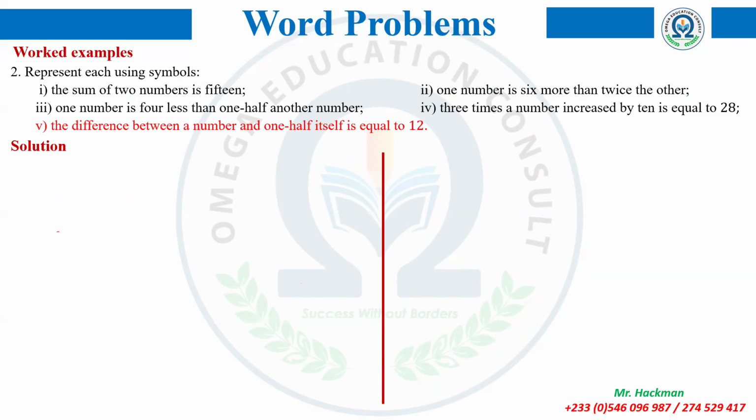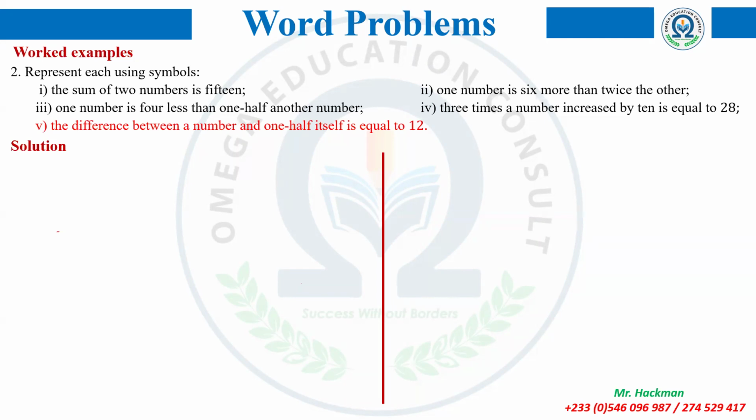Okay, so what do we have? We have here: represent each using symbols. So it's the same as, write the mathematical or algebraic expression form of what you have here. So the sum of two numbers is what? 15. So when you see sum, we are talking about what? Addition. Hello, we are talking of addition. Okay, so the sum of two numbers is 15. So please take note.